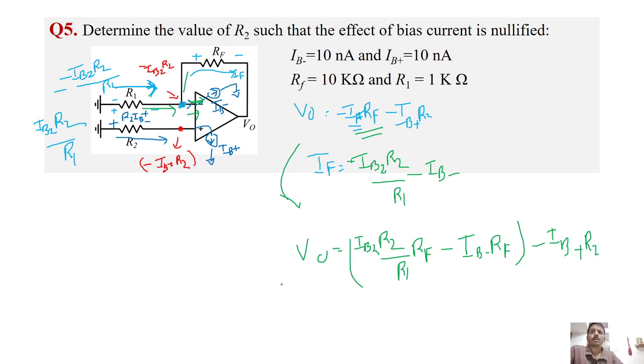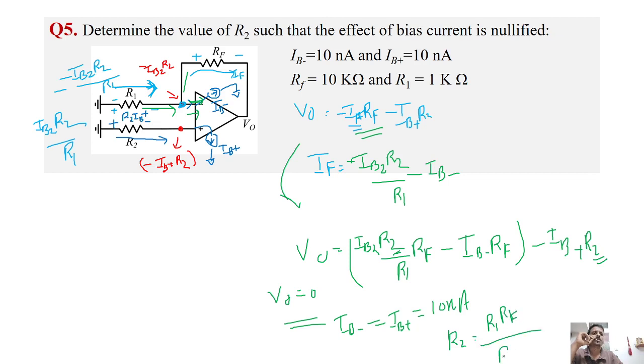Okay, so the question is to find the value of R2 such that V0 is equal to 0. So just substitute V0 equal to 0. Okay, and we know IB minus and IB plus are equal. Since IB minus equal to IB plus equal to 10 nano, we can substitute that and substitute V0 equal to 0 and just rearrange. We will get the value of R2 as equal to R1 into RF by R1 plus RF. So you will get like this.